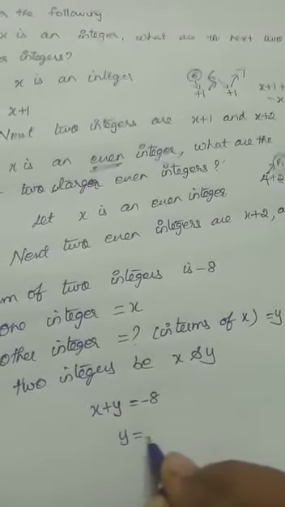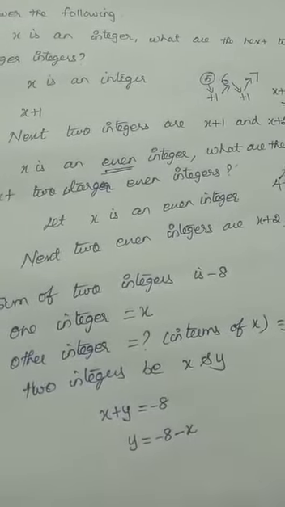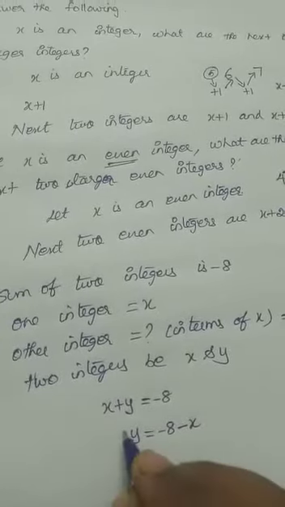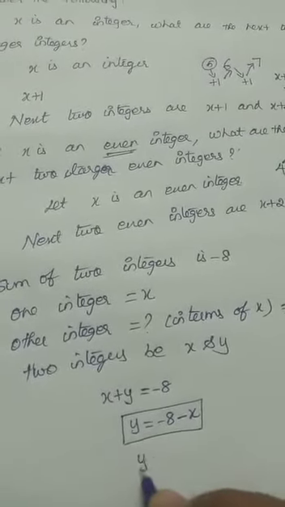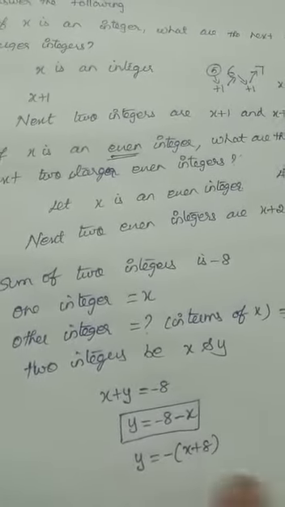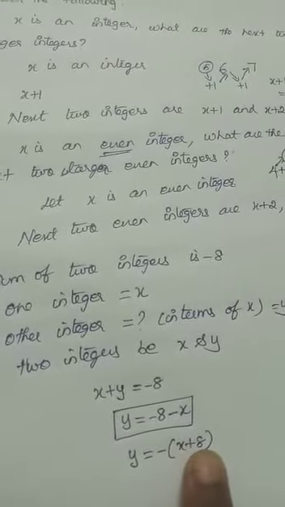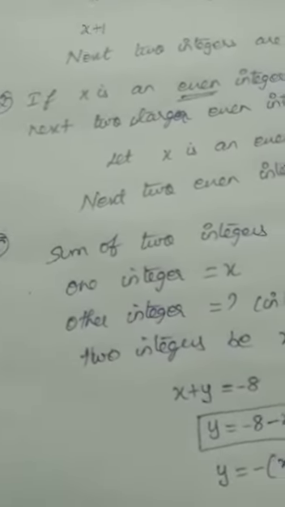So y is equal to minus 8 plus x, which can be written as minus x on the opposite side. So your y value is minus 8 minus x. Otherwise we can say y is equal to minus of x plus 8. Your answer is in terms of x and one constant term. So y is equal to minus of x plus 8 is your answer. This is your C option.